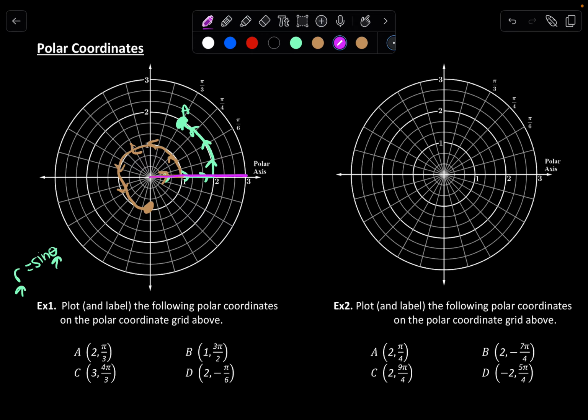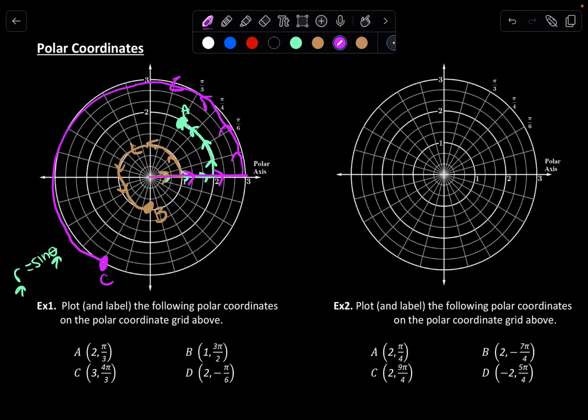Part C, we have a radius of 3, and I'm going to open up to 4 pi over 3. Let me label this as C, though. And then 4 pi over 3 is going to be in quadrant 3 over here. Now, notice that it's not the closest angle anymore to 3 pi over 2.